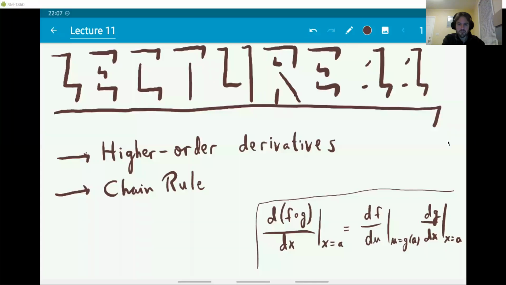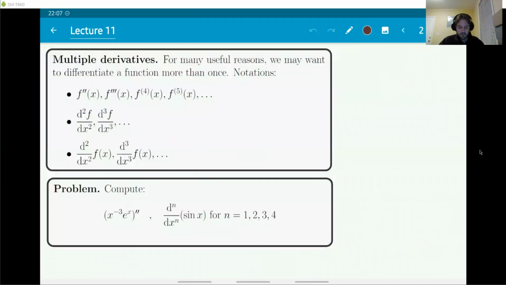Hello, everybody. Welcome to lecture 11, where the main topic is actually this one, the chain rule. But we're also going to have one slide about higher order derivatives. Let's get right into that.